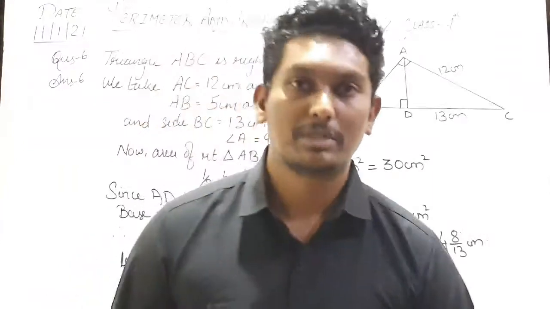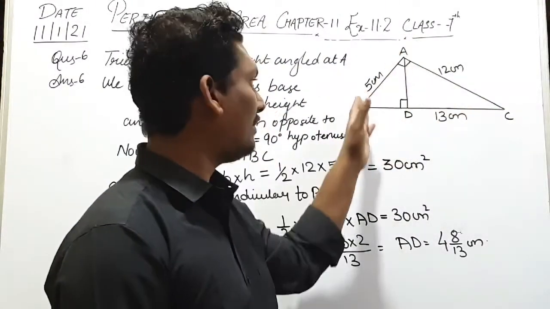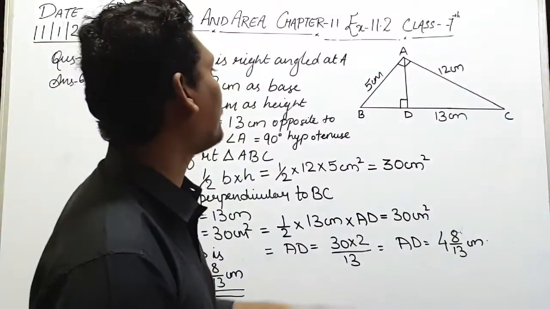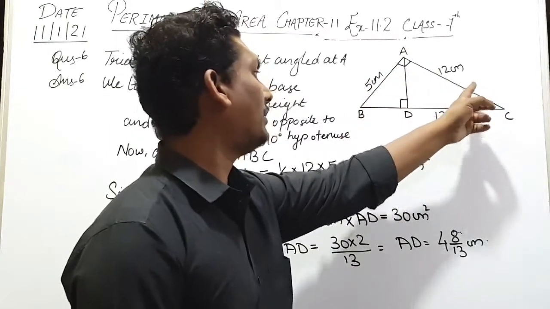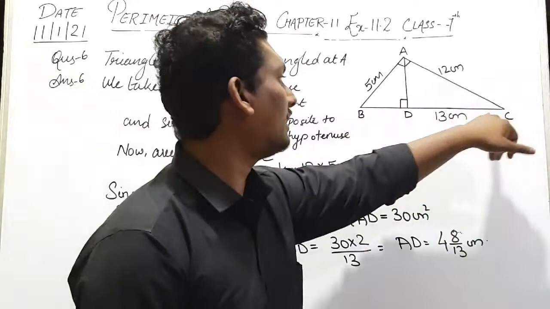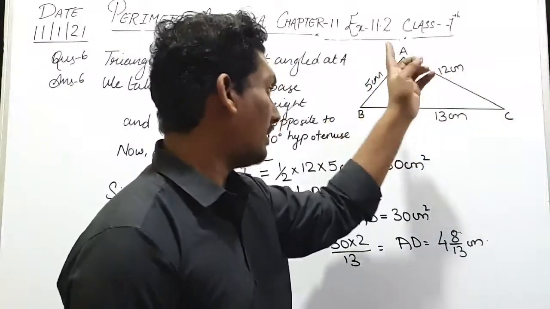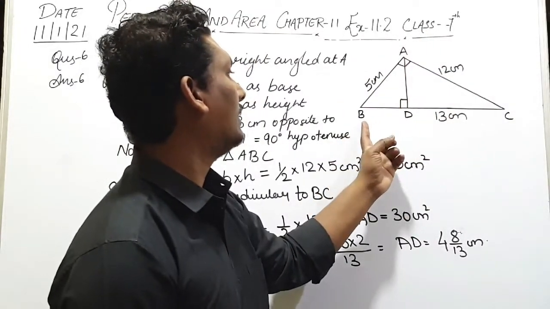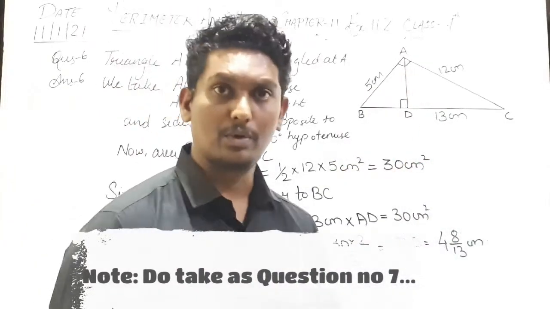Okay, students, now come to question number 6. Come to the figure. One right triangle ABC is given, right angle at A, and AB is given 5 centimeter, AC is given 12 centimeter, and BC is given 13 centimeter. We have to find the area of this right angle triangle and this corresponding height for BC. The height is AD, that AD we have to find out.